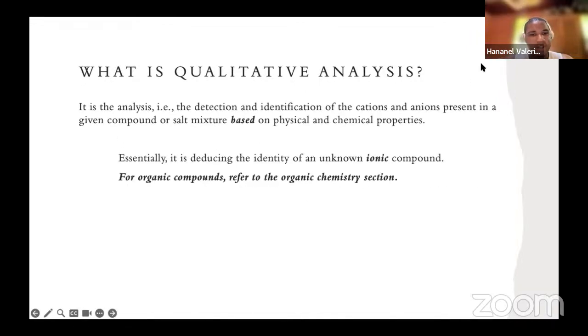So what is qualitative analysis? It is the detection and identification of cations and anions present in a given compound or salt mixture based on physical and chemical properties. Essentially, we are deducing the identity of an unknown ionic compound. In other words, QA will not work for covalent compounds. We are talking about the presence of ions, so we're looking at things that have ionic components.